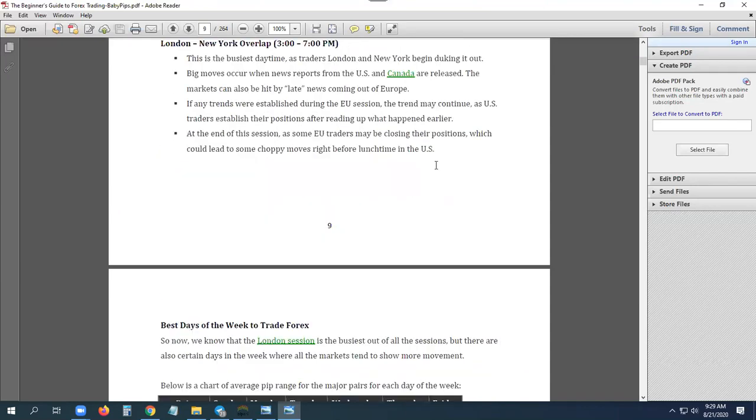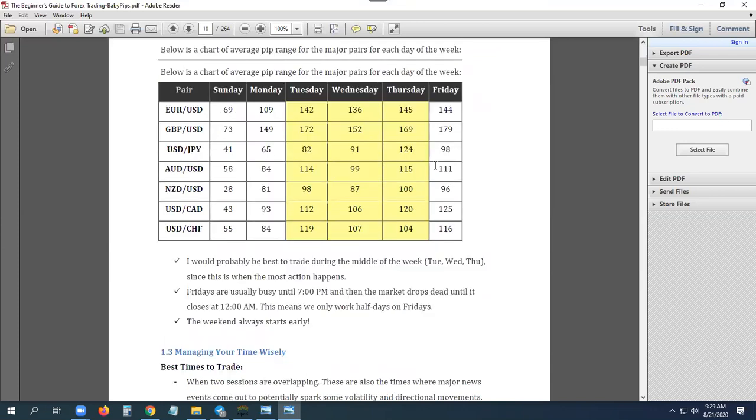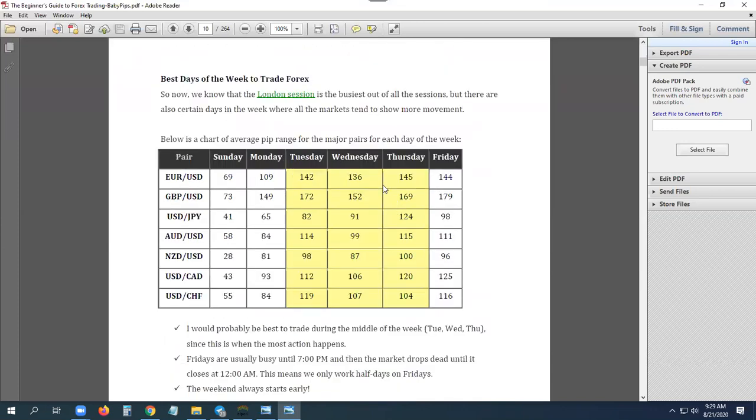I was trying to get as much information as possible, like which are the best days to trade. Tuesday, Wednesday, and Thursday, definitely. Friday is volatile because people are going to close and head over to the weekend. Monday, because the market has just opened. Market has just opened on Sunday midnight, so you expect anything to happen.